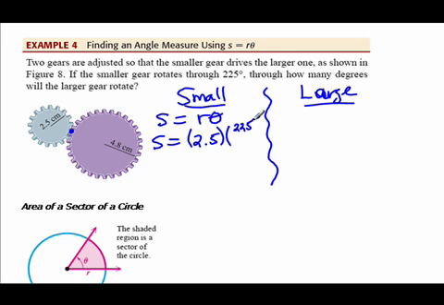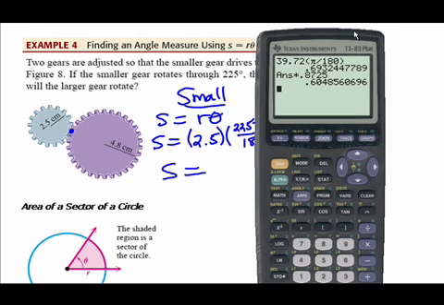225, that's our angle in degrees, and we're going to multiply that by pi over 180 to get our angle in radians. So now we'll just simply multiply that all together to get how far this point moved on the small gear.